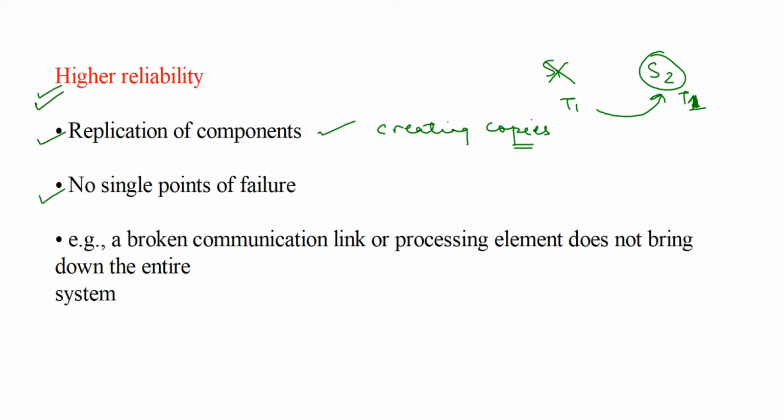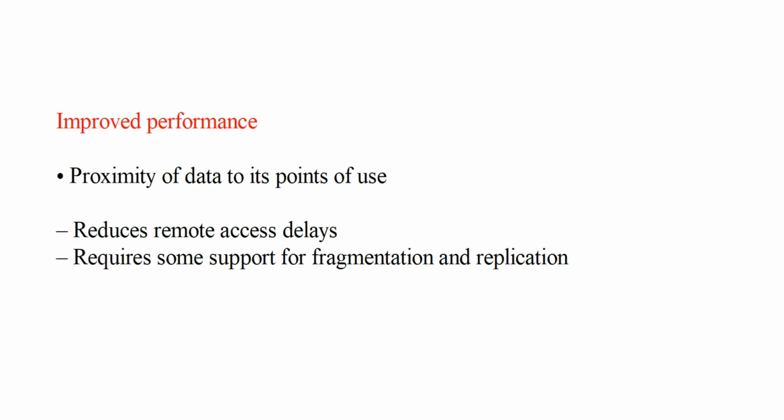Now, there are no single points of failure, because we have distributed the copies by creating their replicas. For example, if T1 is only stored at S1 and S1 goes down, then we have lost our entire data, but this does not happen because we have replication. Another example is that a broken communication link or processing element does not bring down the entire system, just like we see in the example. Now, improved performance. How is the performance improved?